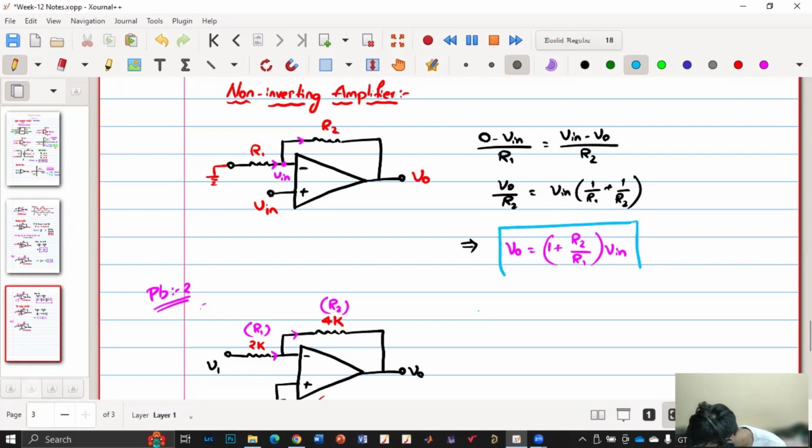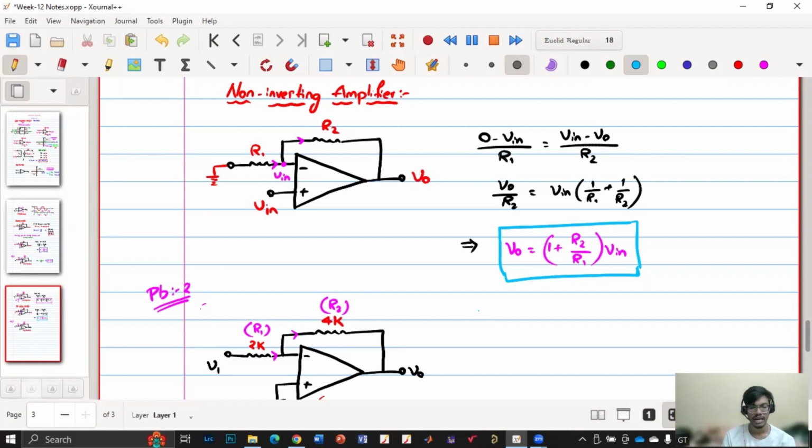If you see, there is no negative sign and the gain is always greater than 1, because of 1 plus R2 by R1. The minimum value is when R2 equals 0. Then in that case, V0 equals V in. But if R2 is some positive finite value, then V0 is always greater than V in, and the gain is positive. So this is called a non-inverting amplifier, and this is how it needs to be connected.